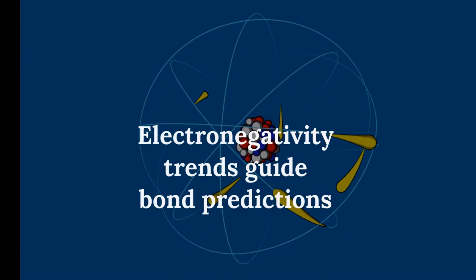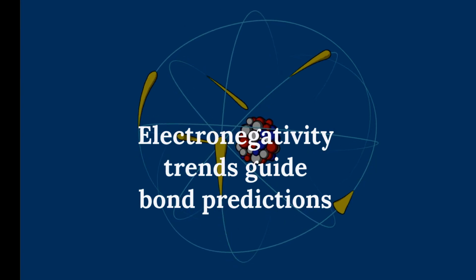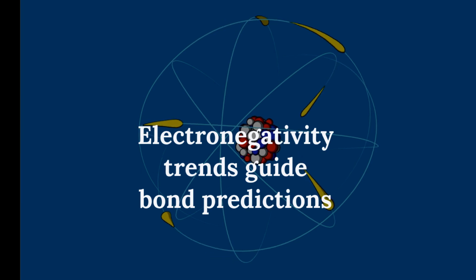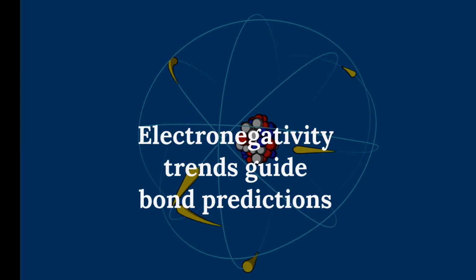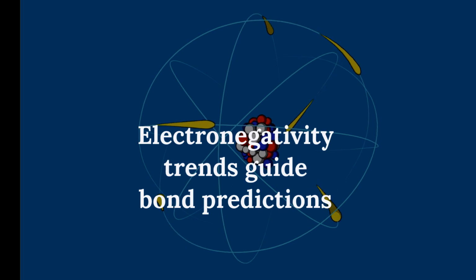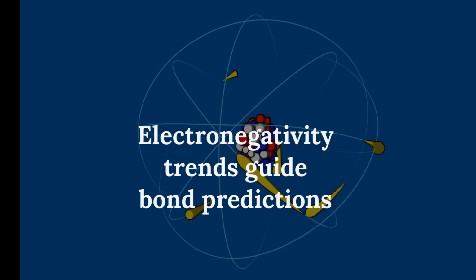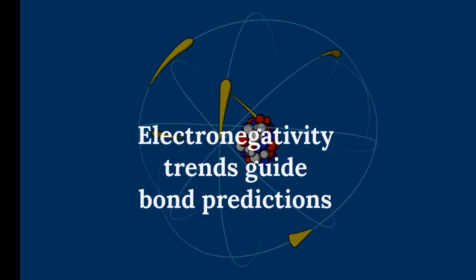Electronegativity is an atom's ability to attract electrons in a bond. A small difference leads to covalent bonds, while a large one results in ionic bonds. Across a period, electronegativity increases due to stronger nuclear charge. Down a group, it decreases due to electron shielding. These trends are pivotal for predicting bond types.